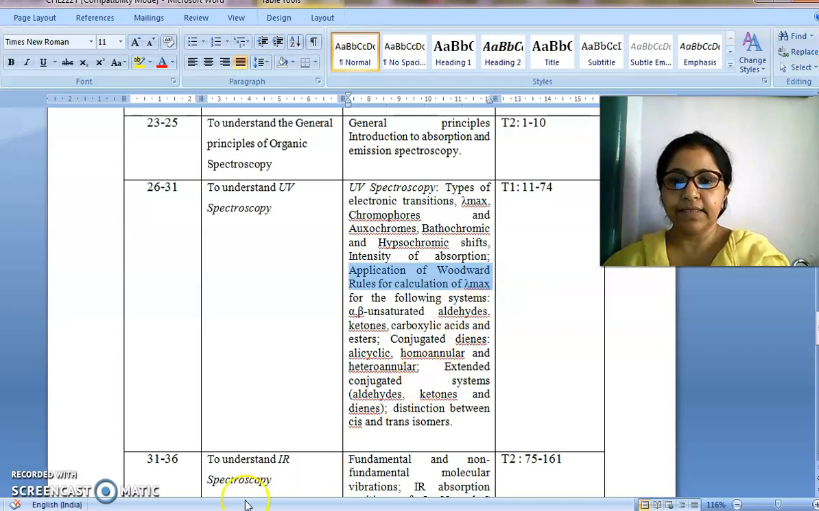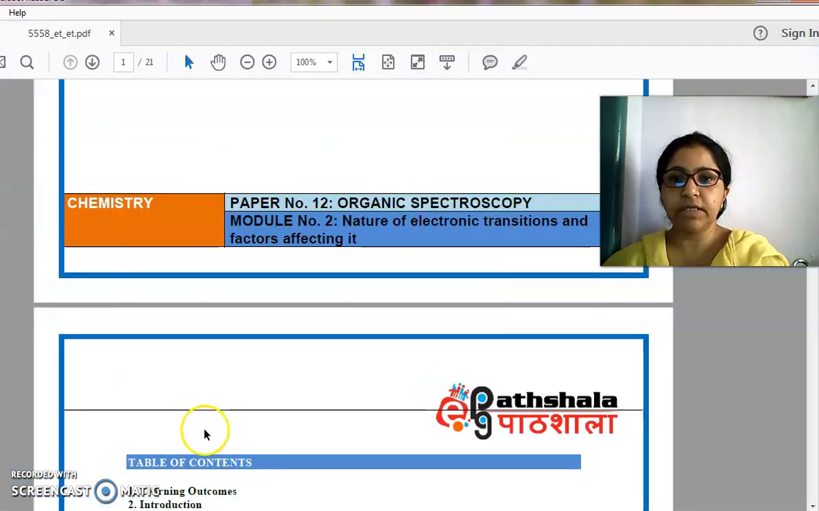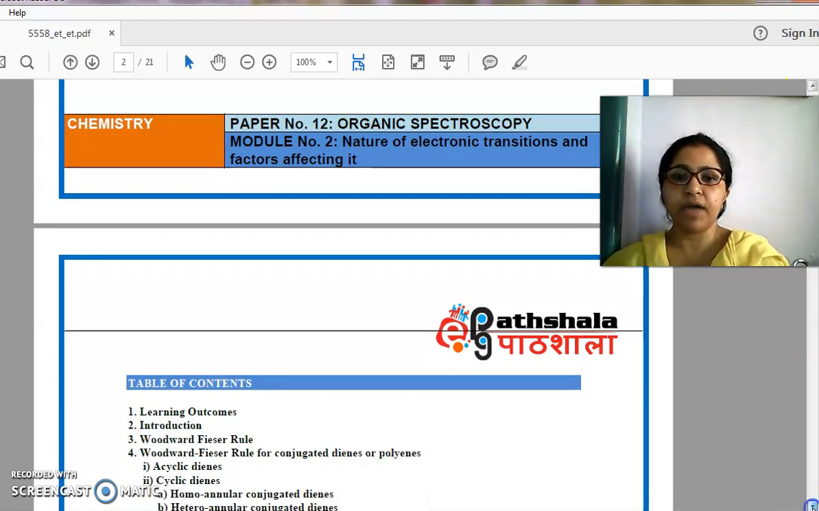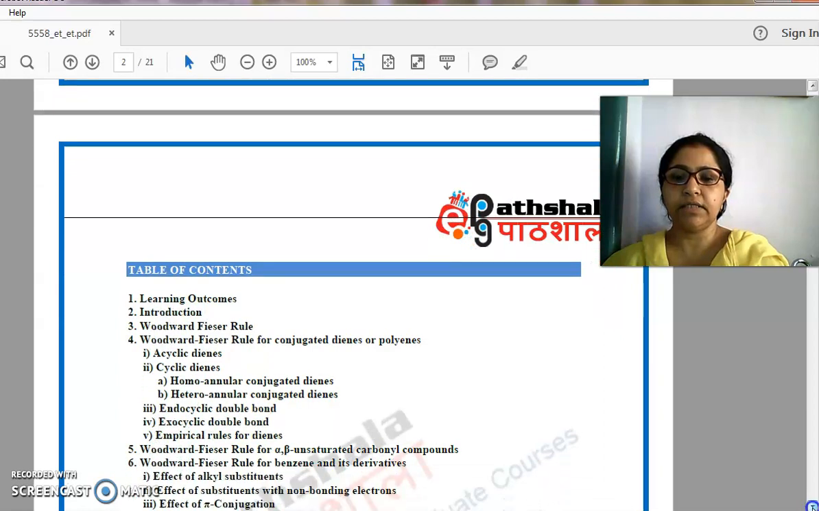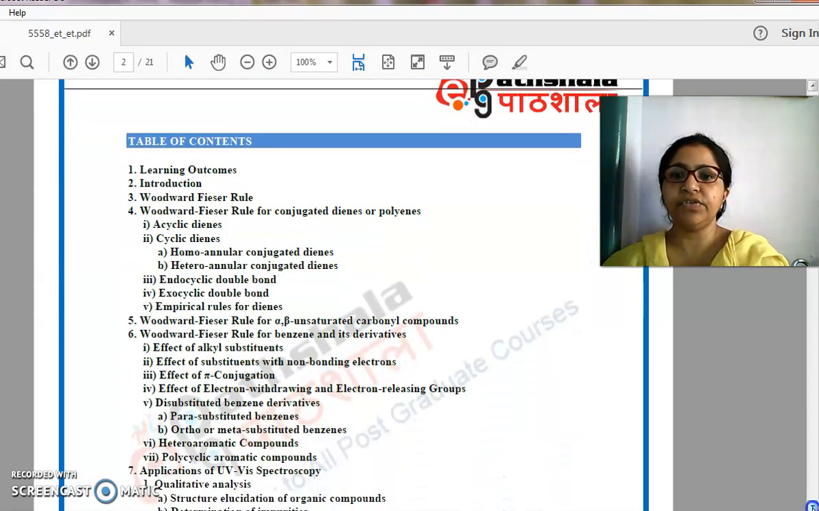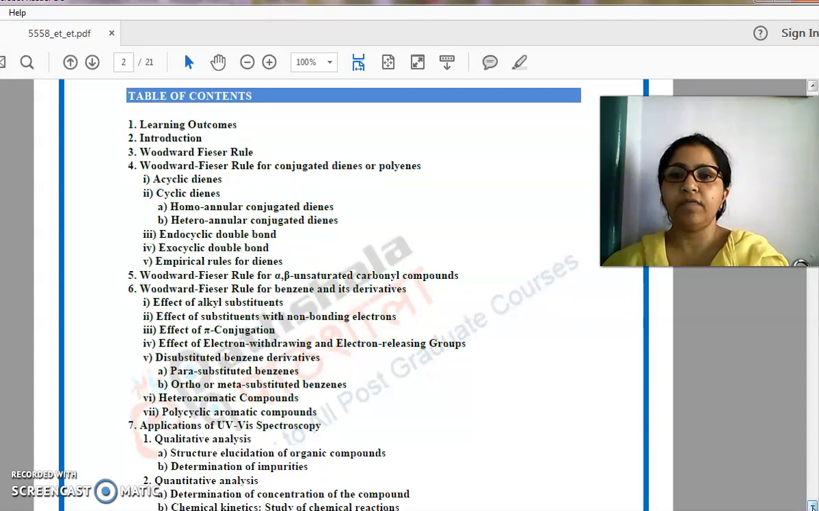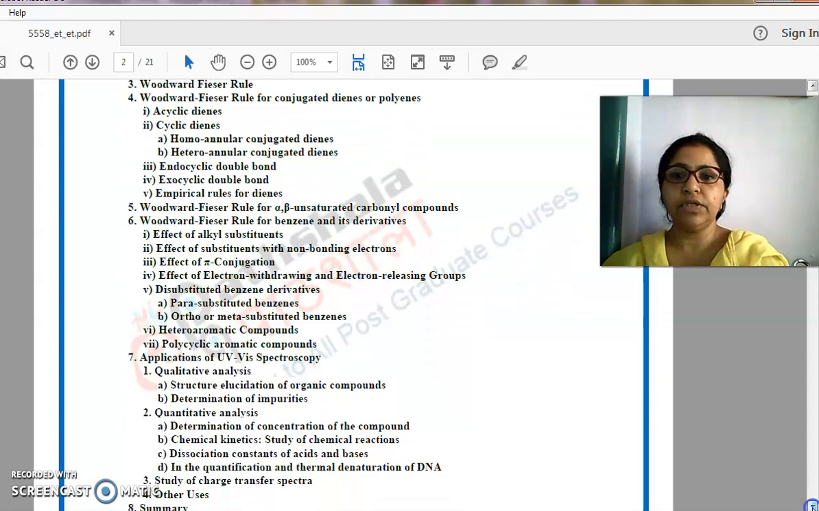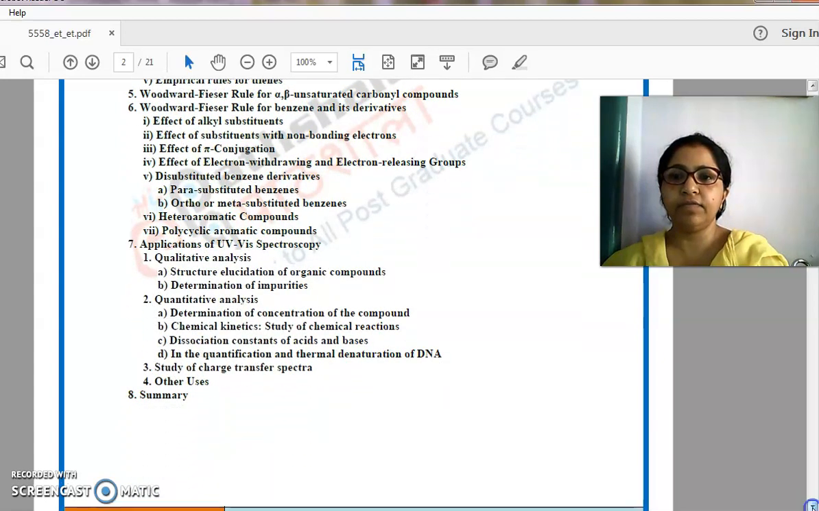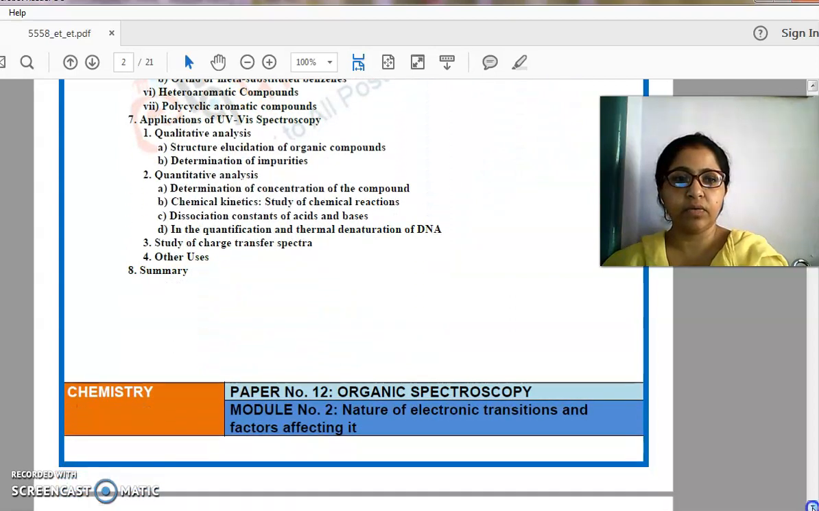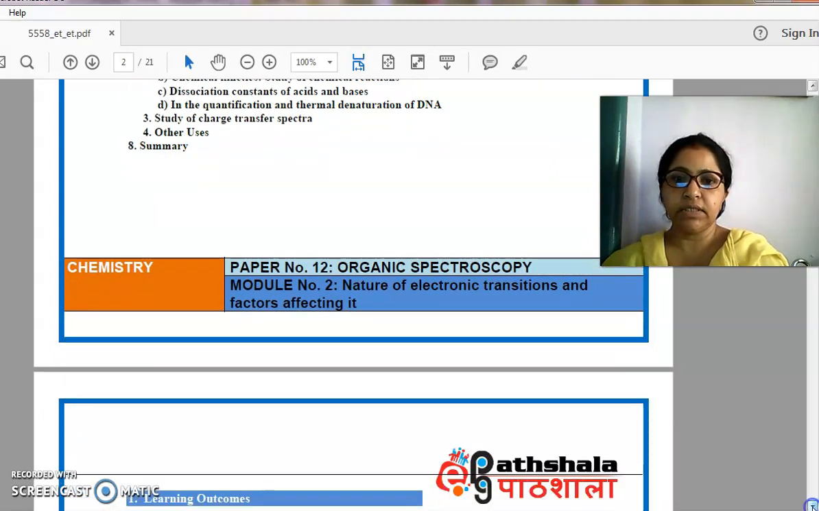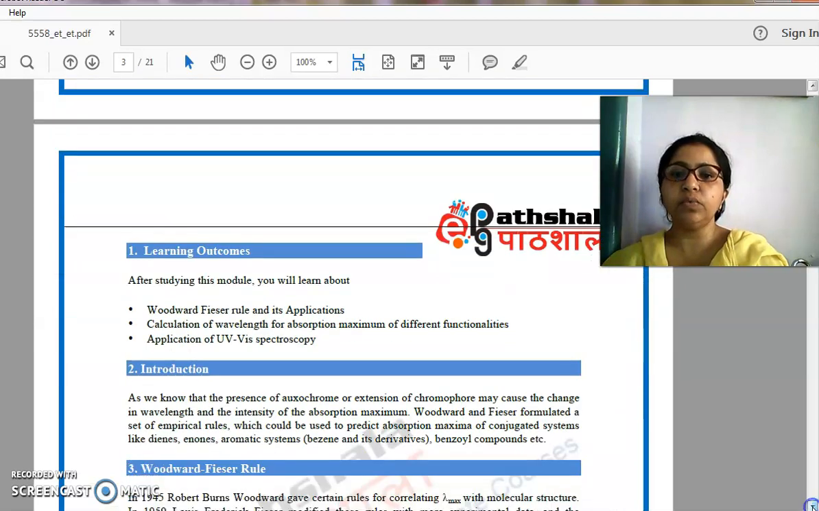Okay, so let us see. I will be sharing this particular study material. This is a study material from NPTEL Pathshala, and this is the material that I will be sharing. You have all the contents here. In short, it's a file of 21 pages, so definitely I will not go word by word. Just see this. What is Woodward-Fisher's rule and its application?